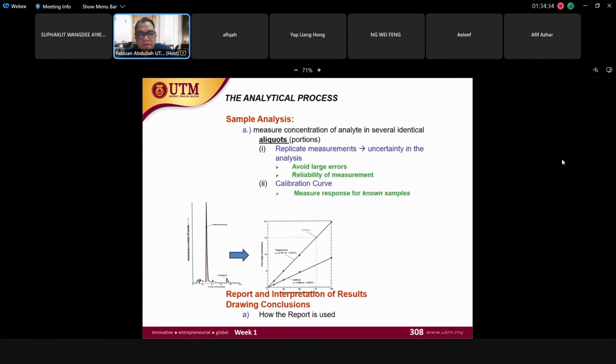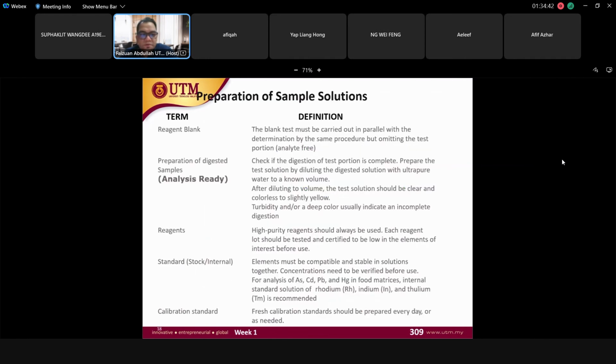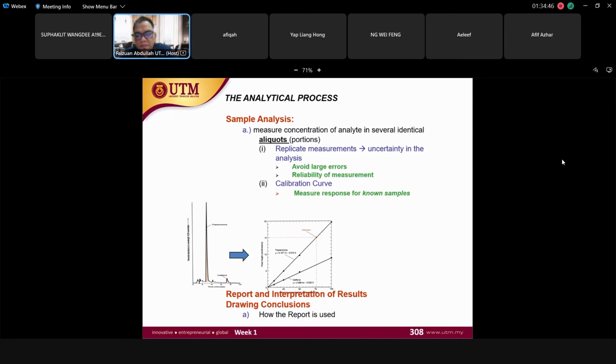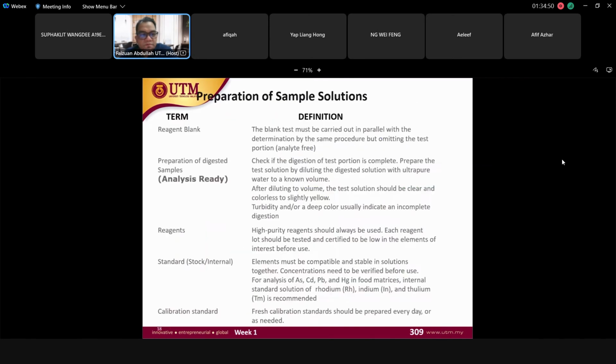All right, then we have the analysis. This is the part that I told you we need to teach the instrument. Okay, we need to do the calibration. And then also in the reading process we need to do a blank. The blank test must be carried out in parallel with the determination.